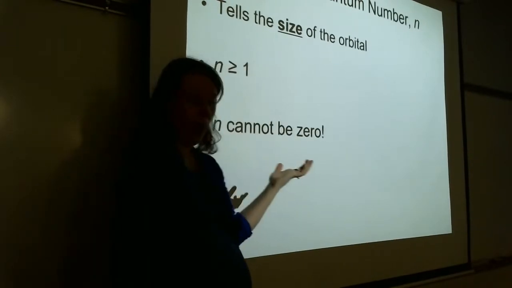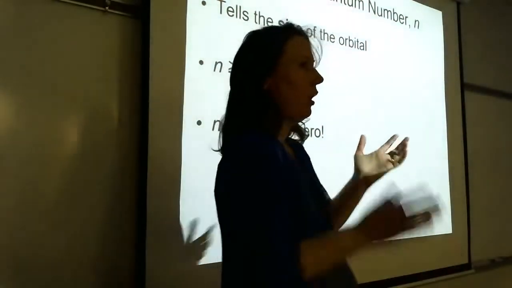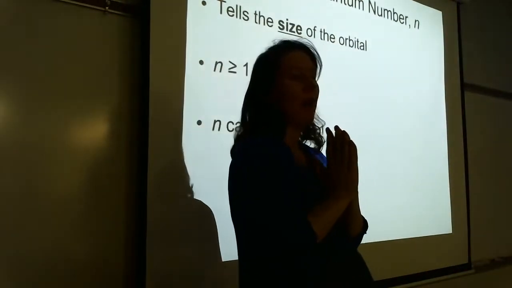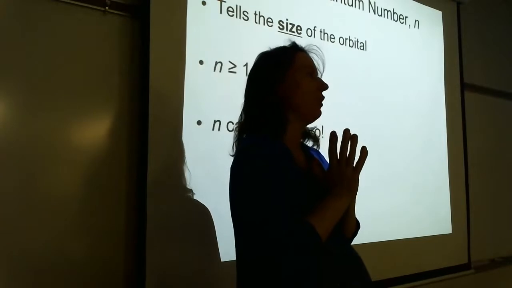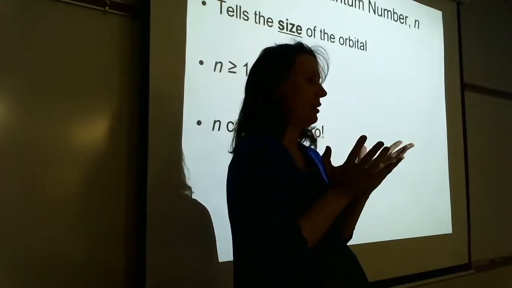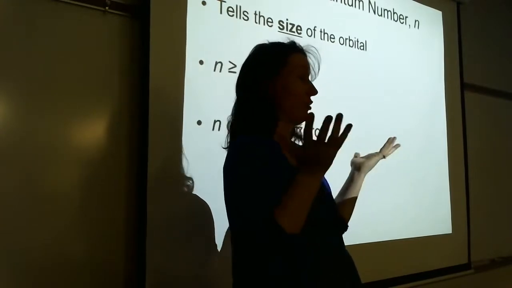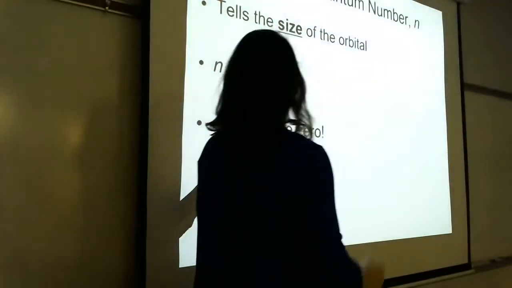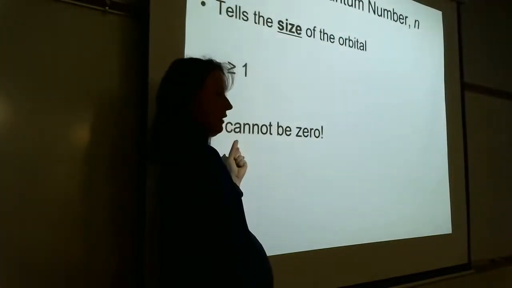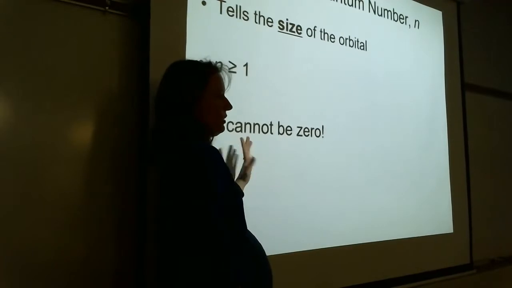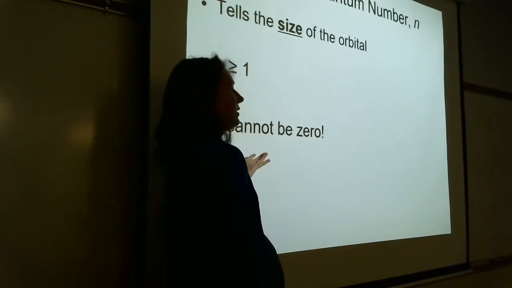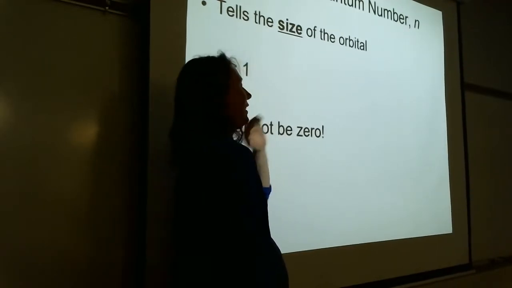Let's talk about why. If I say to you, okay, everybody draw a circle with a radius of 0. Could you do that? If the radius is 0, then there's no circle, right? The same thing's true here. N is telling you the size. Now, I know this is kind of skewed for us ladies because there is a size 0, right? But just pretend that that doesn't exist.